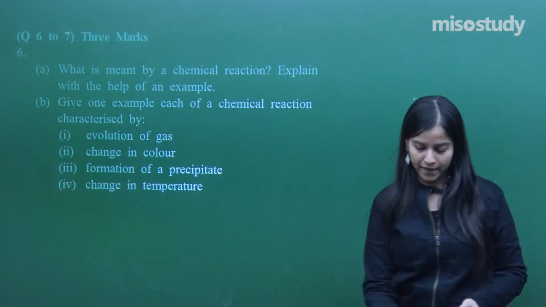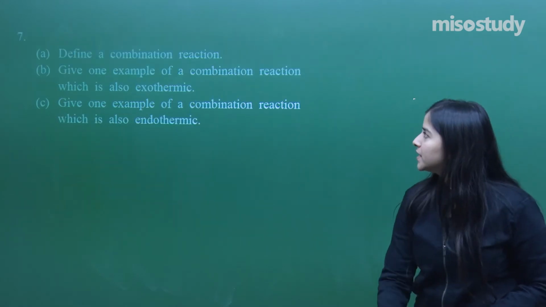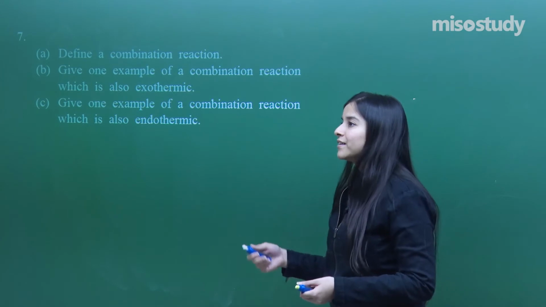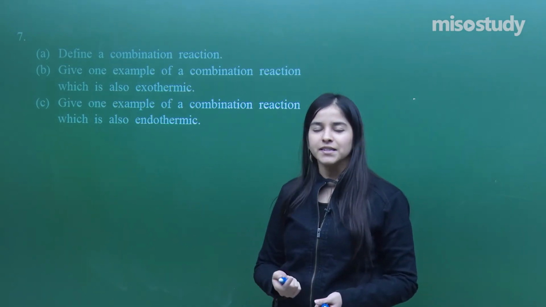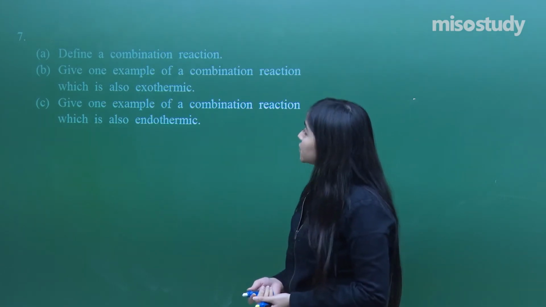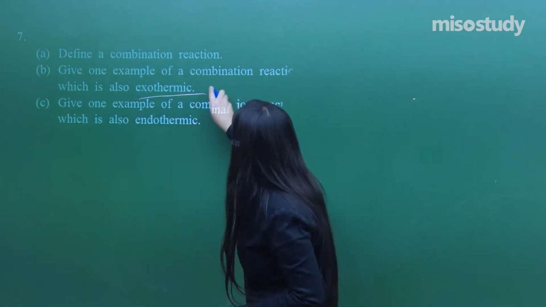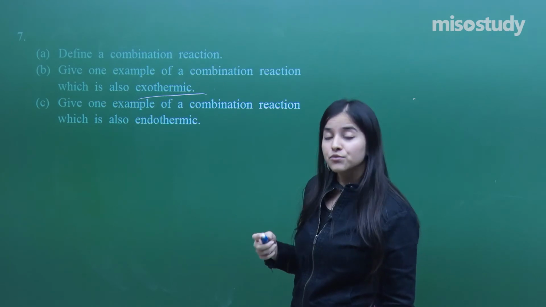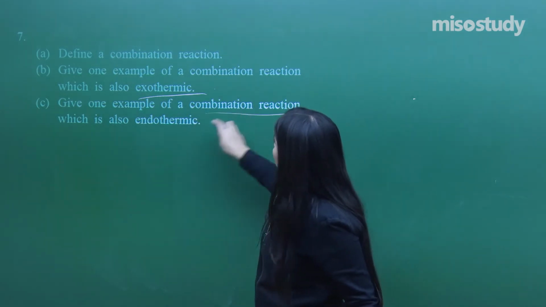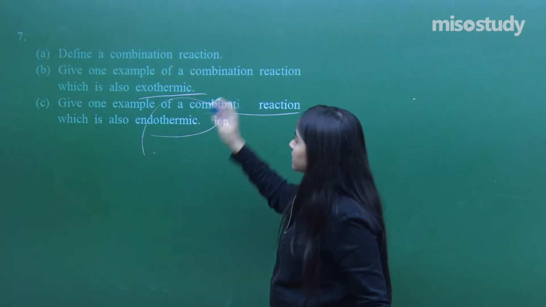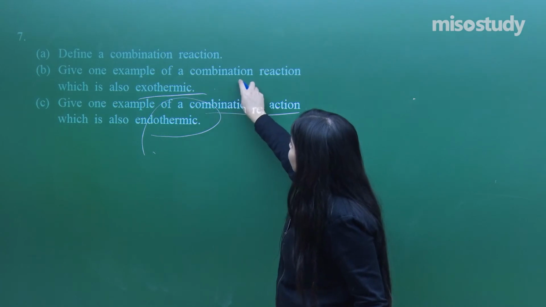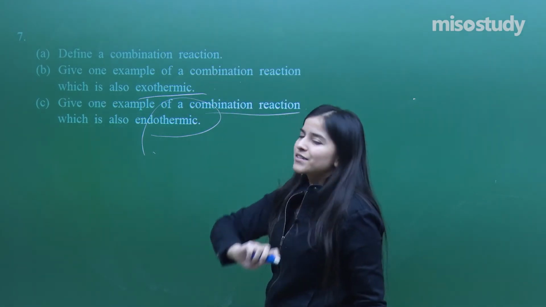Now, question number 7. Define a combination reaction: when two species or maybe three get combined to form only one product, that is known as a combination reaction. Give one example of the combination reaction which is also exothermic. First of all, I need to give a combination reaction which is exothermic, which is releasing heat. Second one, a combination reaction which is endothermic. Can you tell me?